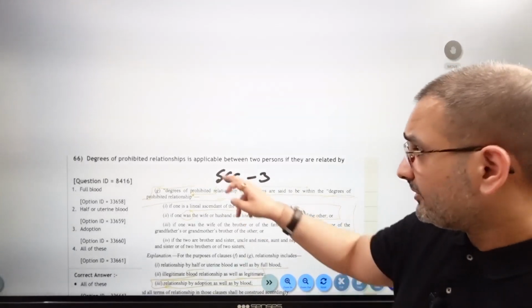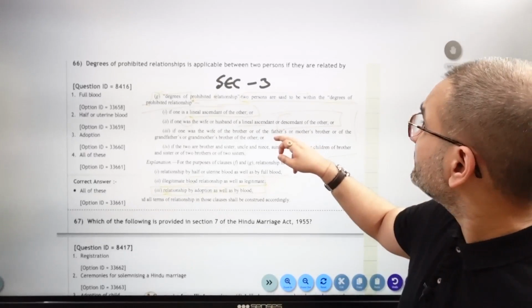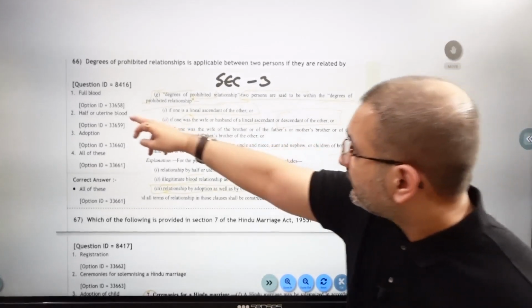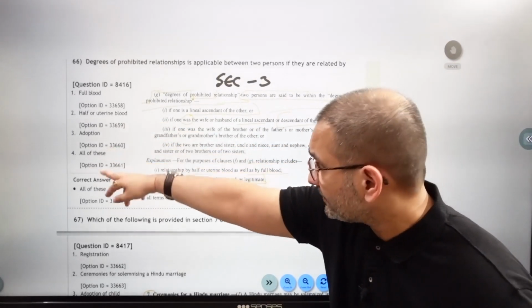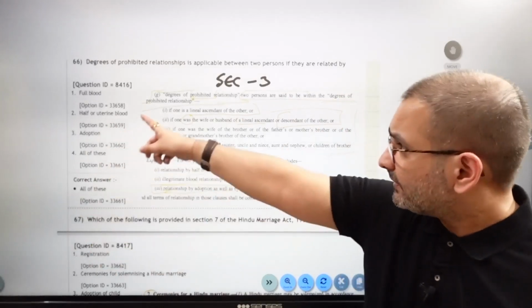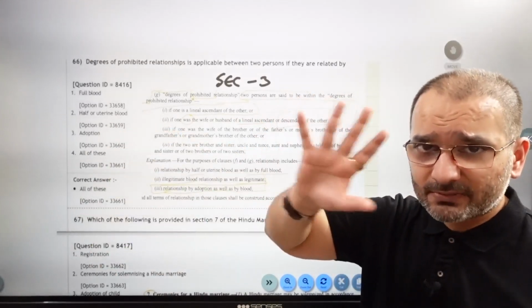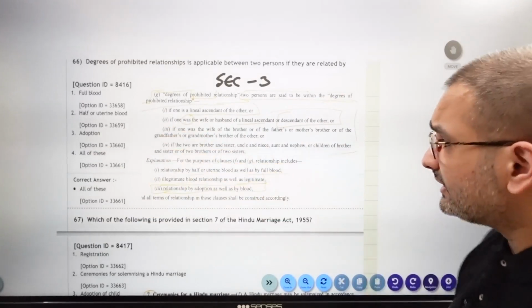Now, degree of prohibited relationship is applicable between 2 persons if they are related by full blood, half or uterine blood, adoption, all of these. Homework for you: full blood, half or uterine blood, etc. Please go into the details. What are these? Please mark them.